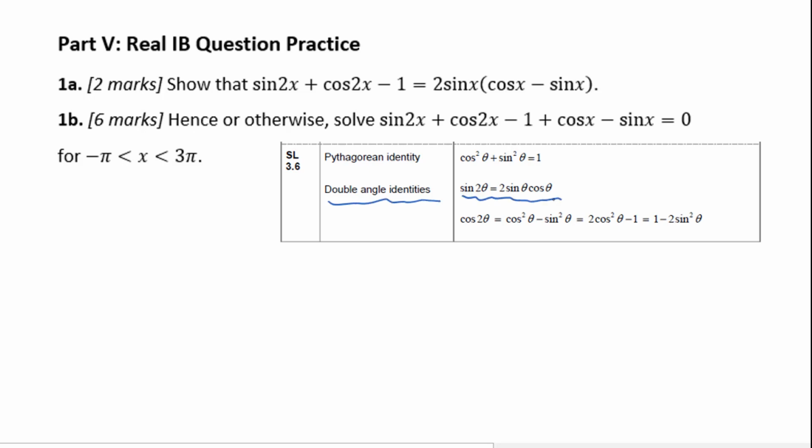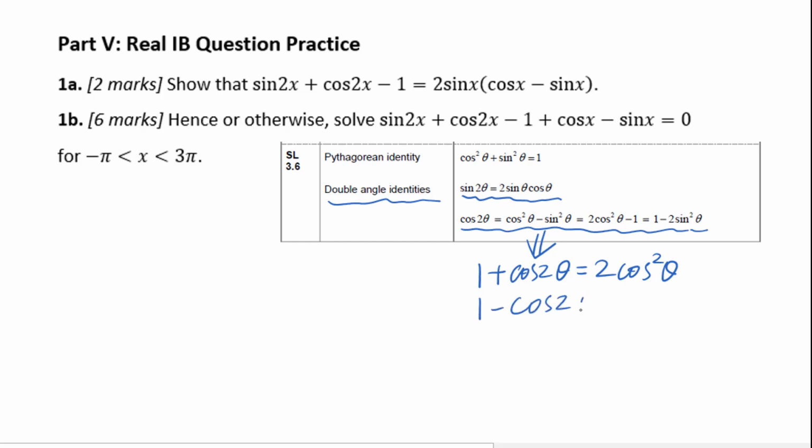Sin 2 theta equals 2 sin theta cosine theta. Cosine 2 theta equals cosine squared theta minus sine squared theta, equals 2 cosine squared theta minus 1, equals 1 minus 2 sine squared theta. Remember, for cosine 2 theta, we have two twisted forms: 1 plus cosine 2 theta equals 2 cosine squared theta, and 1 minus cosine 2 theta equals 2 sine squared theta.